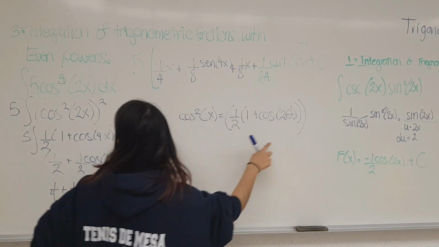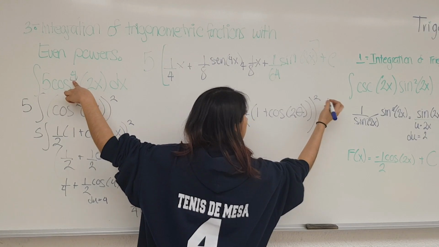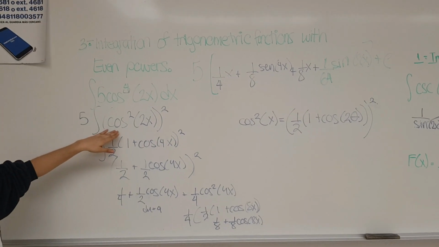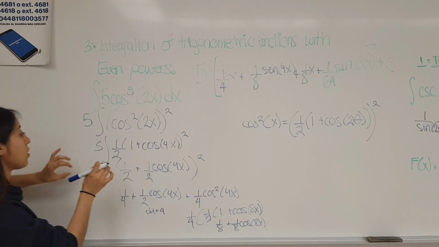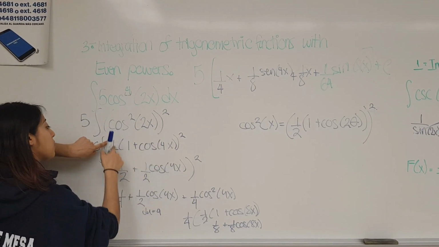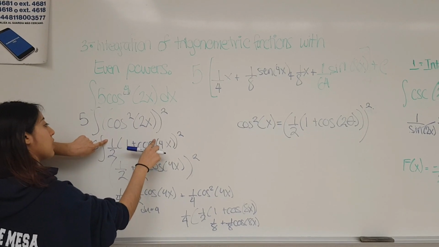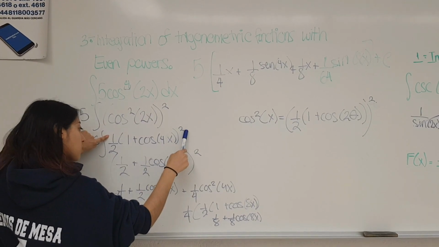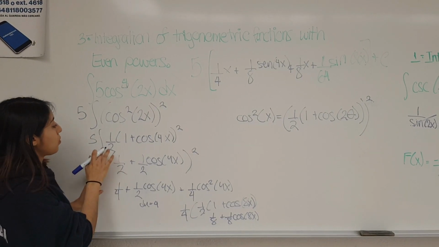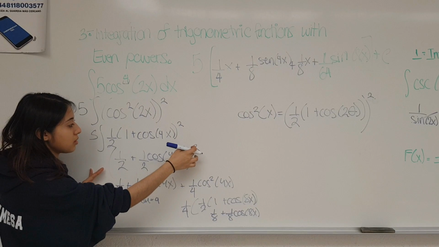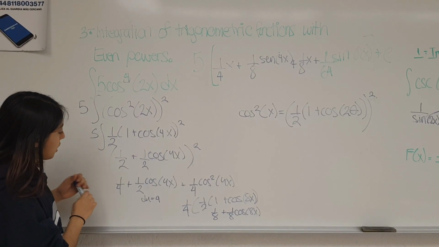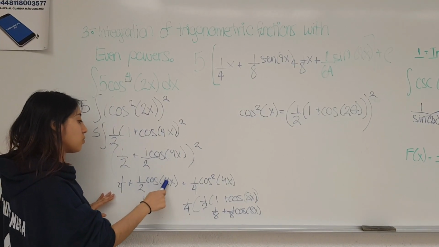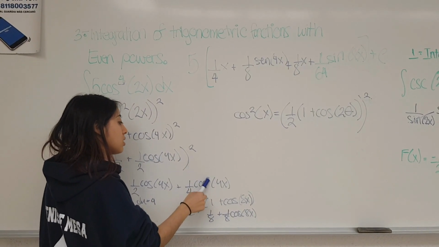Since it's to the fourth, and normally the formula is for the second power, in this case we separated it into two factors, and then we put this exact same formula: 1/2 times 1 plus cosine of 2 times what's inside the parentheses, 2x for x, all to the second power. Now we did the FOIL, and once again we have a second power. We also simplified outside. We obtained 1/4 plus 1/2 cosine of 4x plus 1/4 cosine squared of 4x.